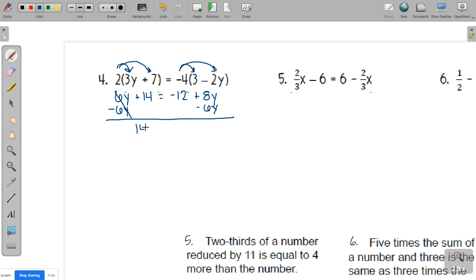We get 14 is equal to negative 12 plus 2y. Now let's move the negative 12 over. So we're going to add 12 to both sides. 14 plus 12 is 26. That is going to equal 2y. We're going to divide both sides by 2. And y equals 13.